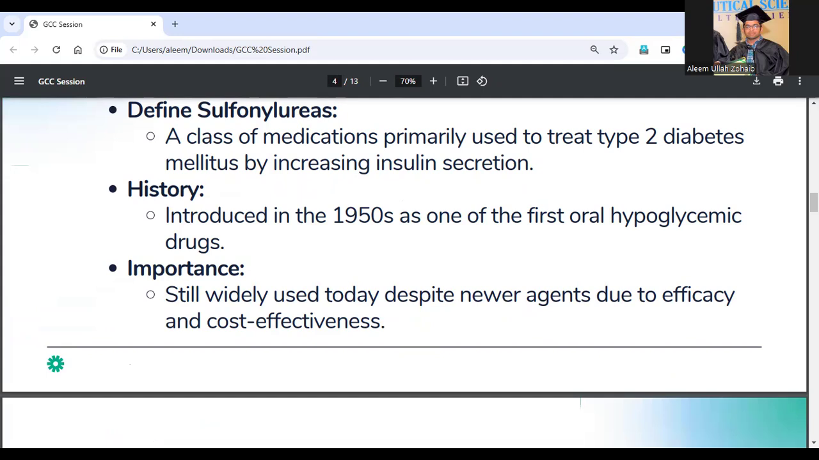and cost effectiveness. Efficacy means if we compare drugs, the drug which has more therapeutic effect is considered more efficacious. The drug which has more therapeutic effect has more efficacy.